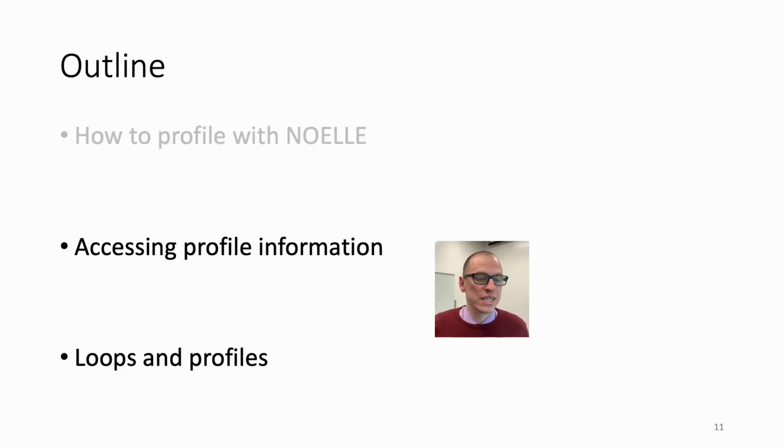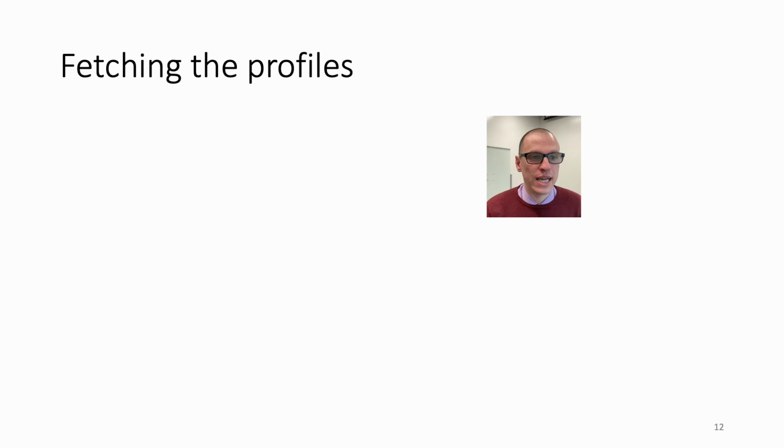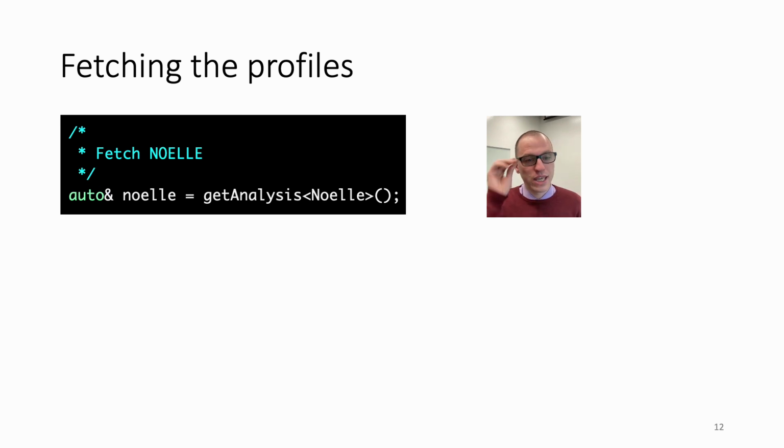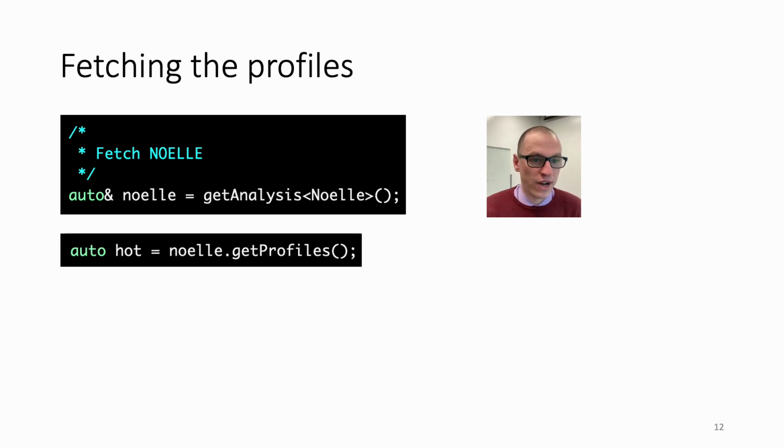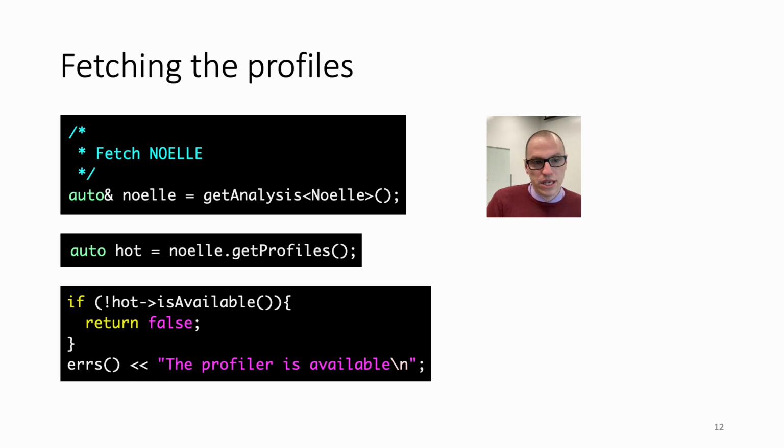So now the question is, how can you access the profile information? In order to fetch the profiles, you first have to fetch NOELLE, and then you have to ask NOELLE to give you the profiles by invoking the method getProfiles. Now you have an object. Here we call it hot because it's an instance of the class Hot, and you can use the public API of this object to query the profile.